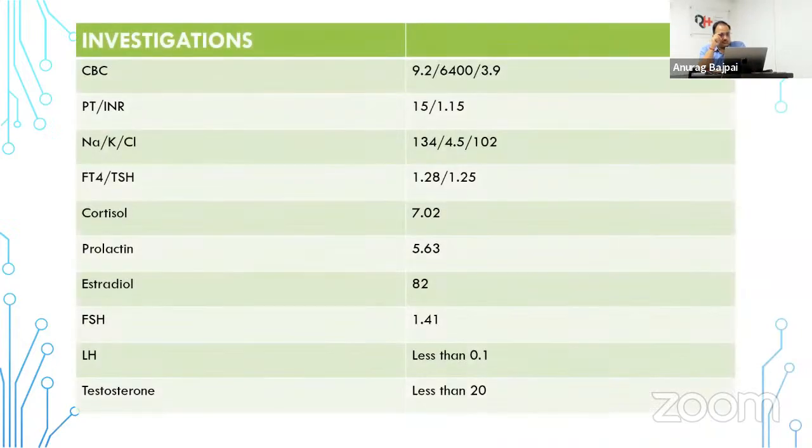Then further workup was done. The routine investigations were CBC, PT/INR, and serum electrolytes, which were normal. FT4 and TSH were in the normal range. Cortisol and prolactin were normal, but estradiol was high at 82. FSH and LH were suppressed, less than 0.1, and testosterone was less than 20.